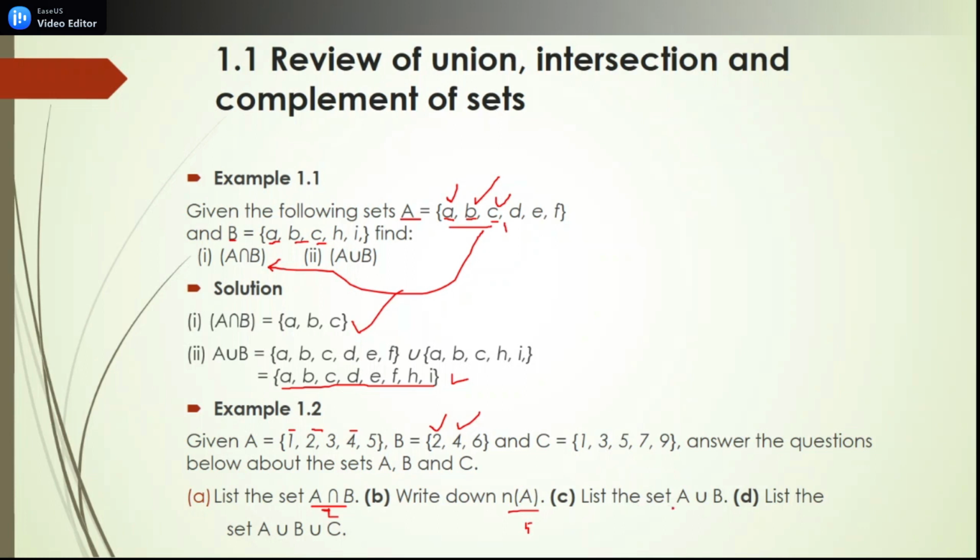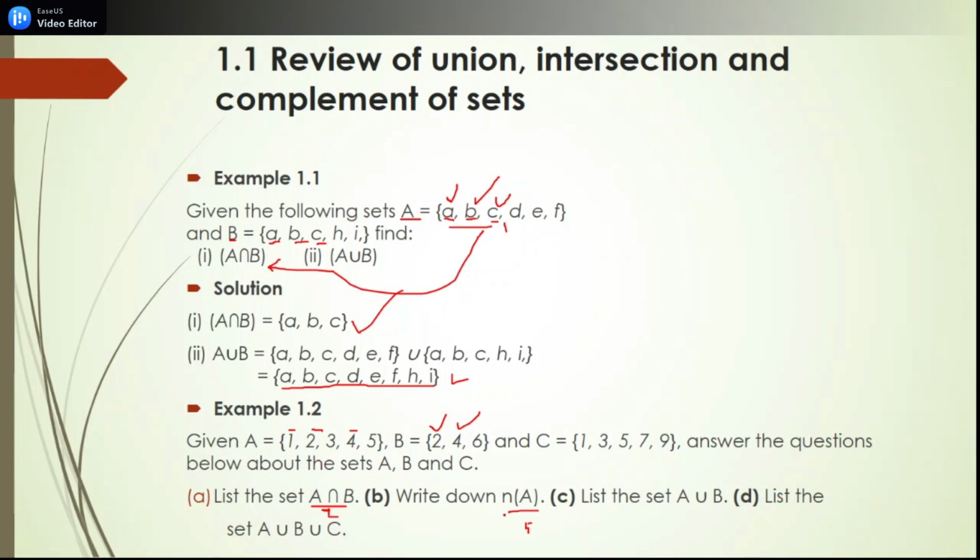The set A union B. We count the elements of A union B, which means 1, 2, 3, 4, 5, and 6, because we can't write 2 and 4 two times, we write them one time.